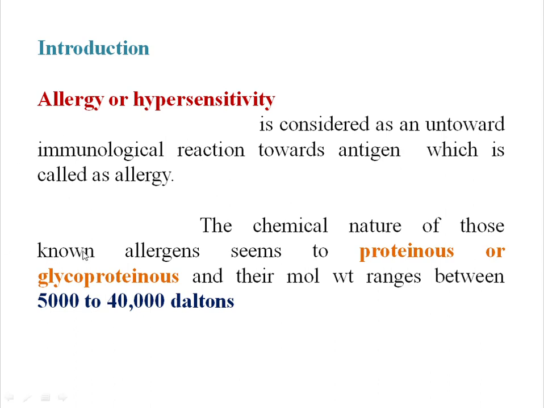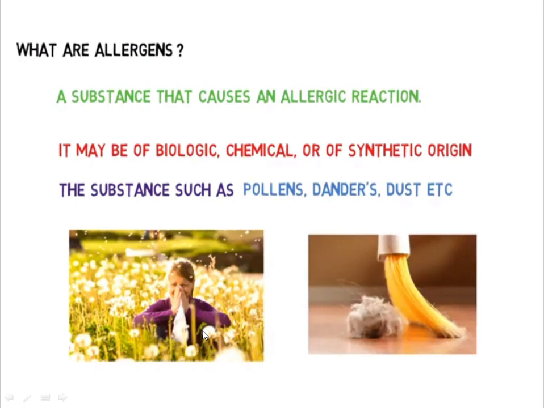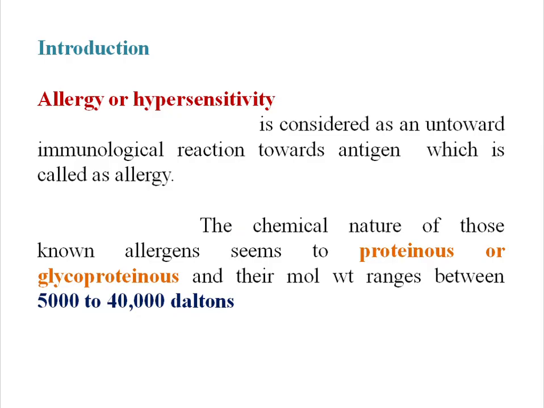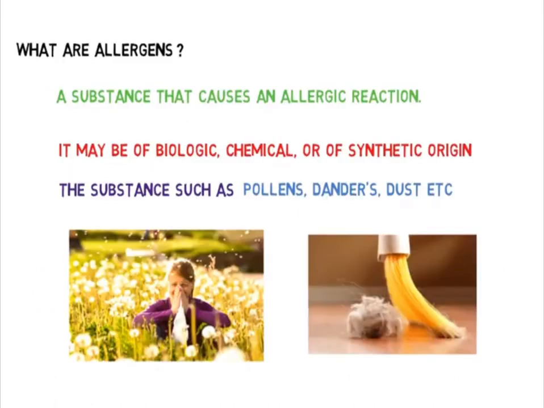If you look at the chemical nature of these allergens, they are proteinous or glycoproteinous, and their molecular weight ranges between 5,000 to 40,000 daltons. We have discussed allergy, now we will discuss natural allergens. Allergens are the substances which cause allergic reactions. Allergy is caused because of these allergens only.